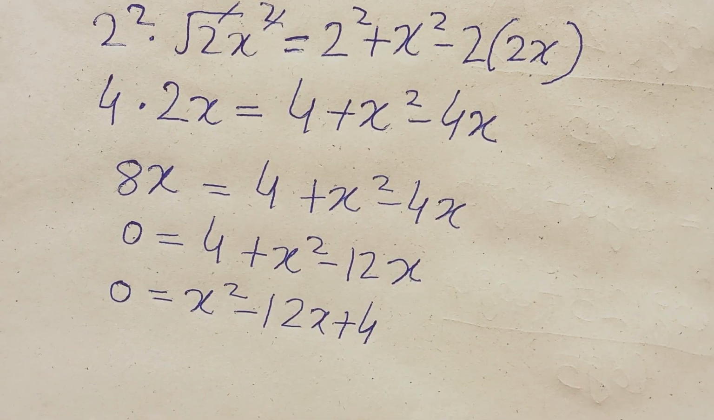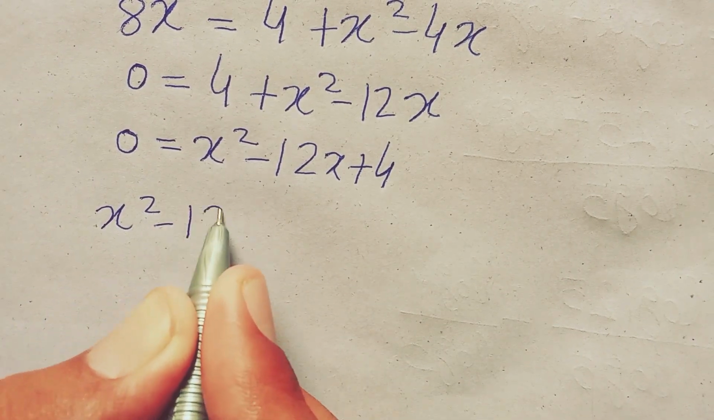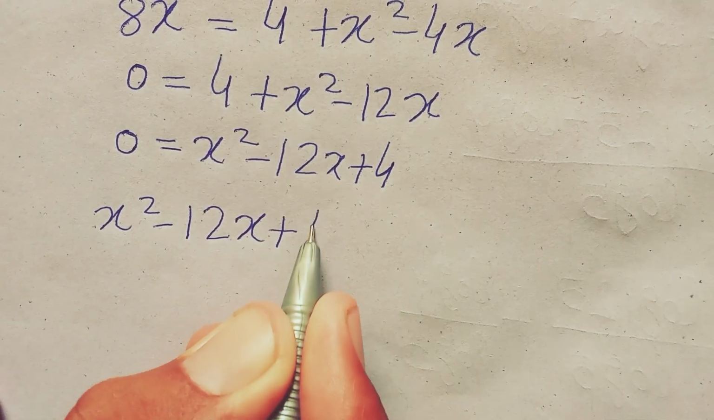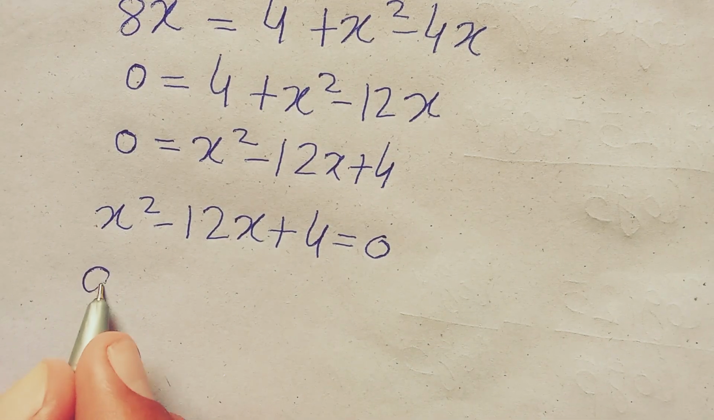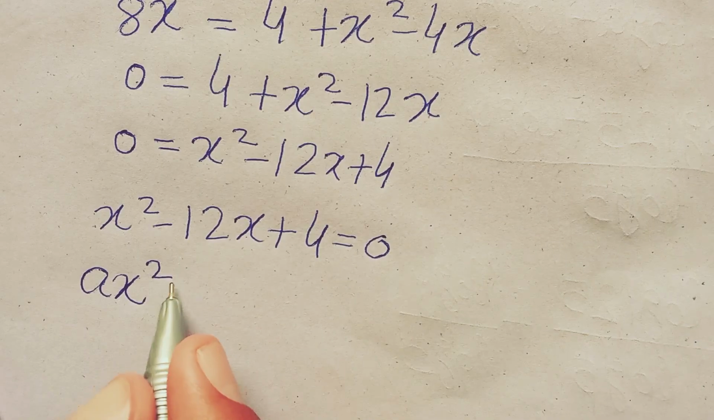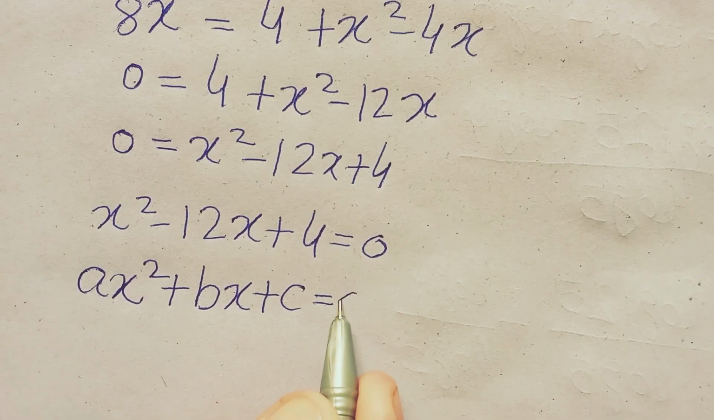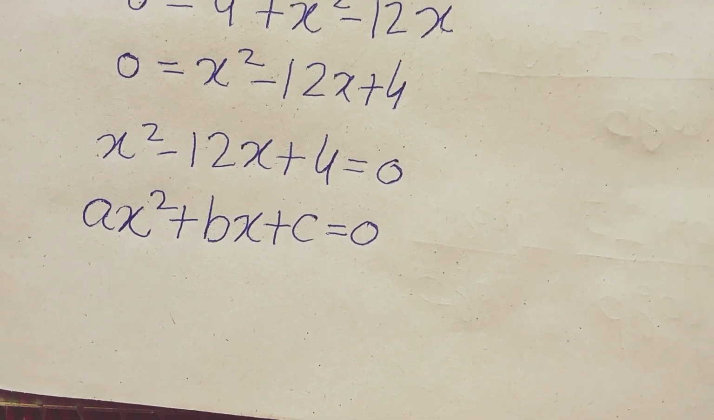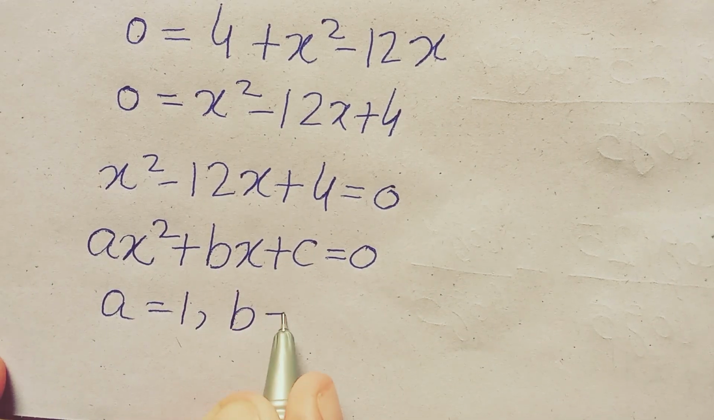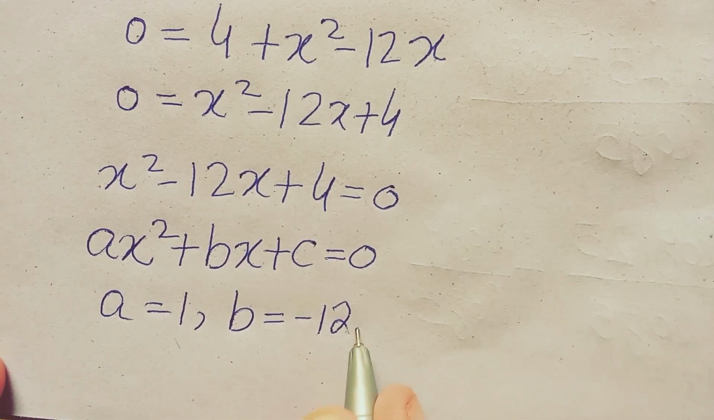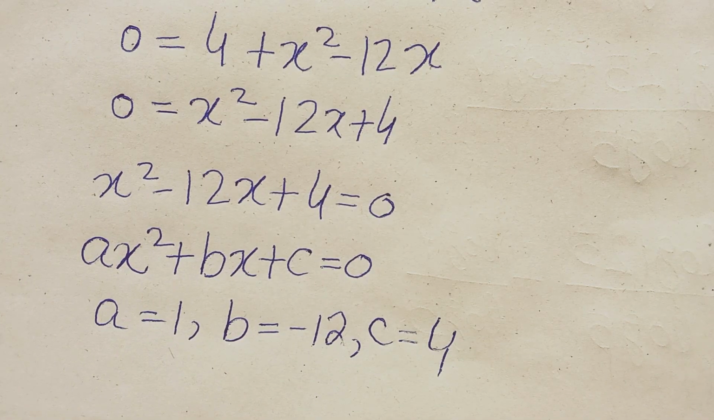Now I rearrange it. So x square minus 12x plus 4 is equal to 0. This is a quadratic equation whose general form is ax square plus bx plus c is equal to 0. From here, a is equal to 1, b is equal to negative 12, and c is equal to 4. Now I am going to the next page.